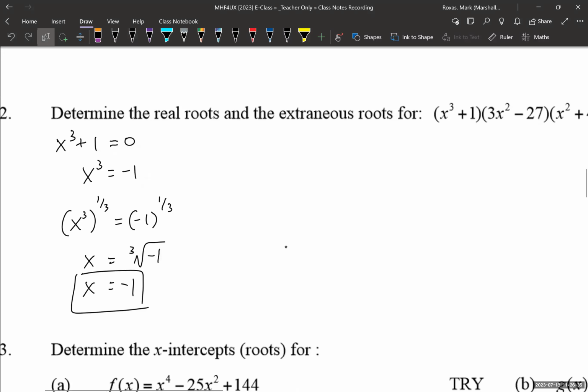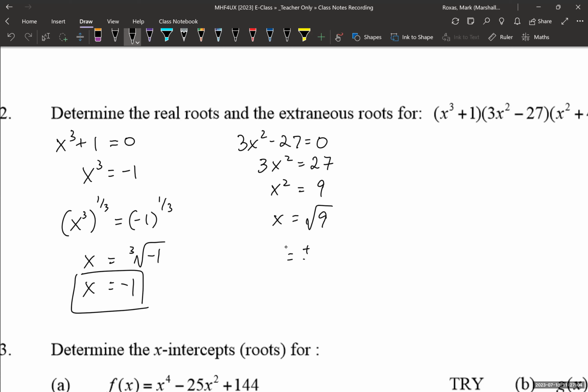Let's look at the second factor, 3x squared minus 27 equal to 0, right? So what value of x makes that factor 0? If I add 27 to both sides, 3x squared equals 27. And then if I divide both sides by 3, I'll get x squared equals 27 over 3, which is 9. And if I take the square root of both sides, x is the square root of 9, which is plus or minus 3. So now I have 2 more solutions there, plus or minus 3.